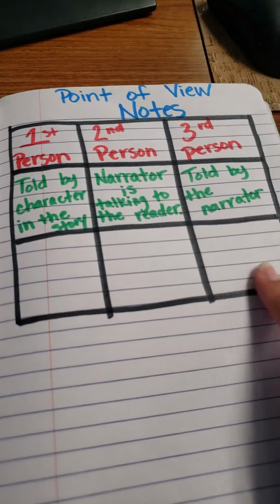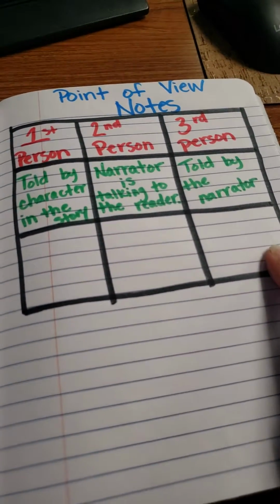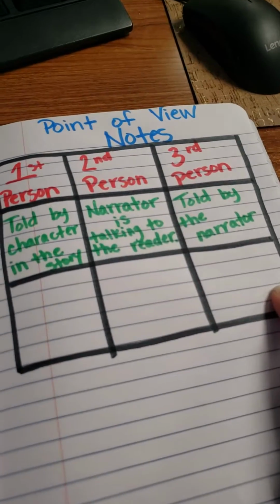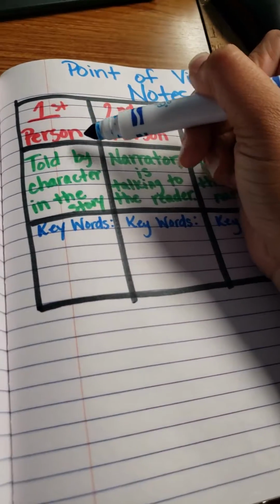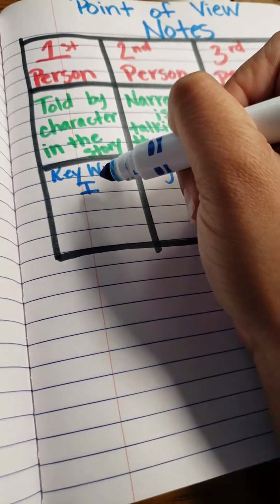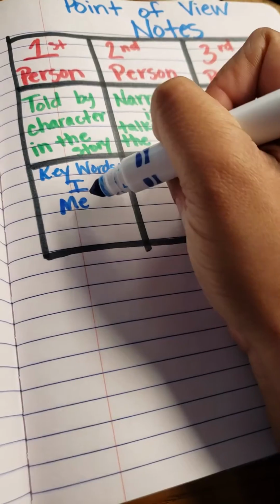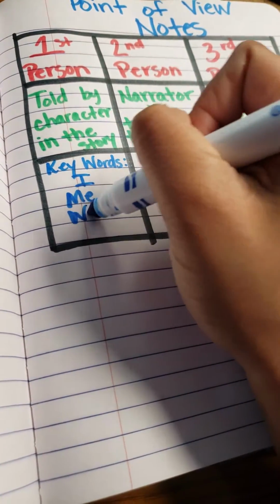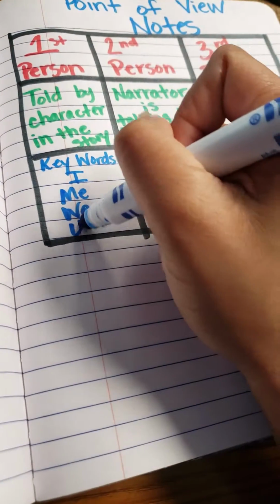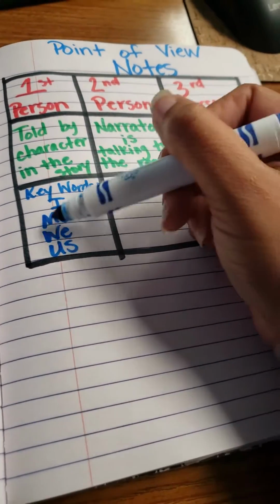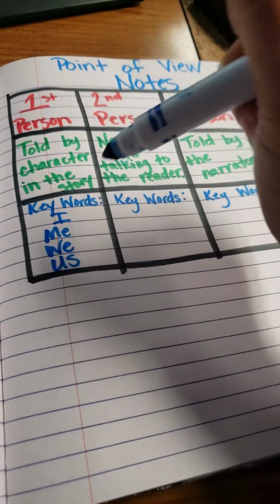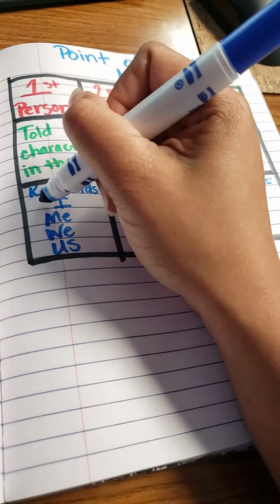Down here in this last row, I'm going to write some key words that are a clue what point of view that you're reading in. When we're looking at first person point of view, some keywords will be I, me, or we, even us. Okay, so any word where the narrator is including themselves in the story, this is going to be in first person point of view.